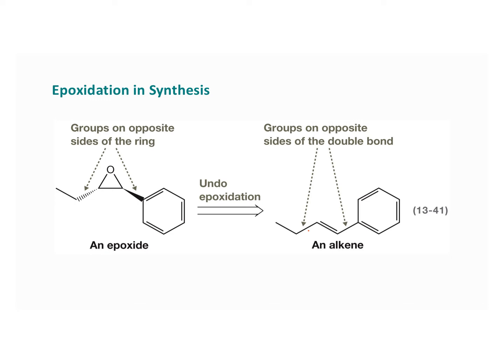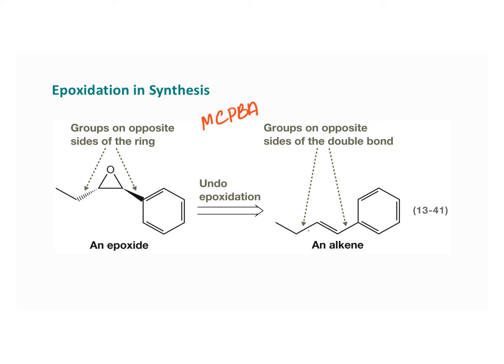Now, I want you to notice something. When it's a zigzag like this, that indicates the groups are on the opposite side. If it forms more of a U shape, that means those groups are cis, right? So that's something to pick up with how these are shown. And again, this would be applying the MCPBA transform.